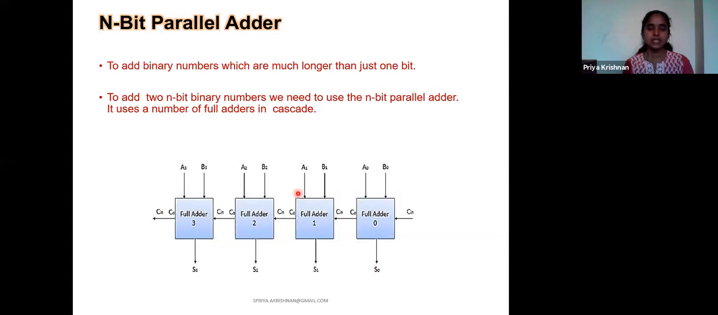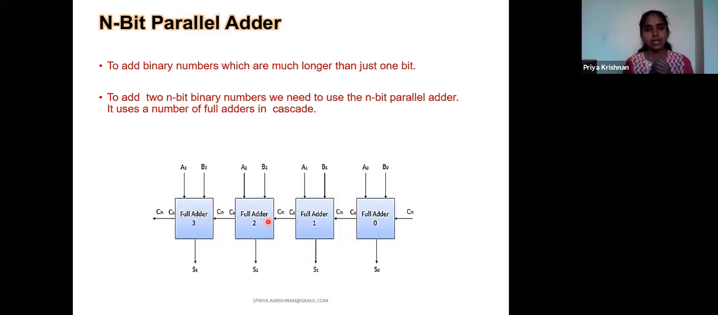Again, this block is for adding A1 and B1, and any carry that is available will also be added along with them in the full adder block. Got it? That's why all these blocks are full adder blocks, not half adder blocks. I hope you all can understand this. Again, the sum is given here and the carry is fed to the next one. So all the full adders are connected in cascade form, one after the other.